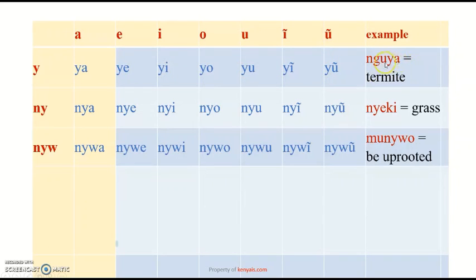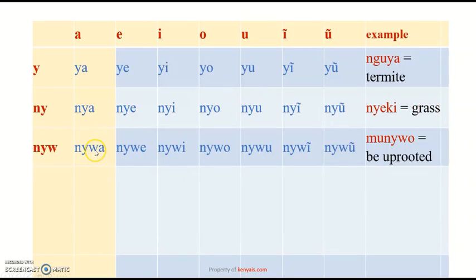An example is nguya, the last part. Nguya is termite in Kikuyu. You can even have a word starting with ya, like yaku. Yaku is yours. Nya, nye, nyi, nyo, nyu, nye, nyo. An example, nyeki. Nyeki is grass in Kikuyu.